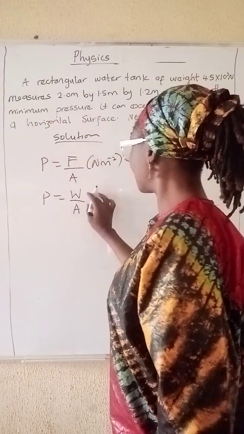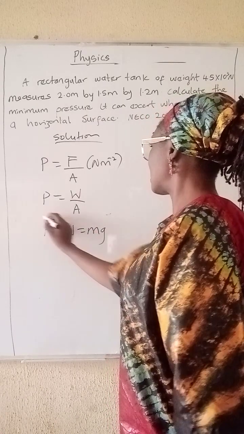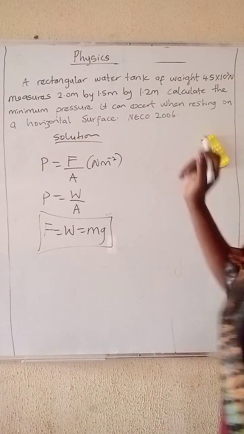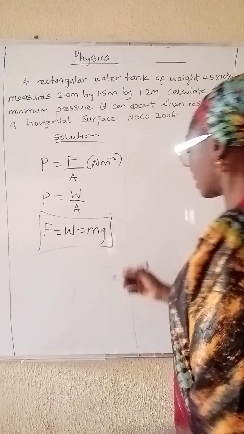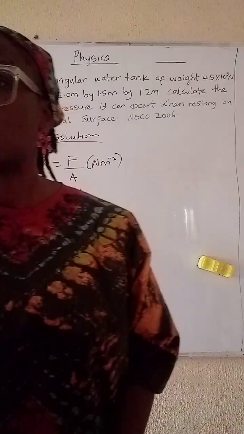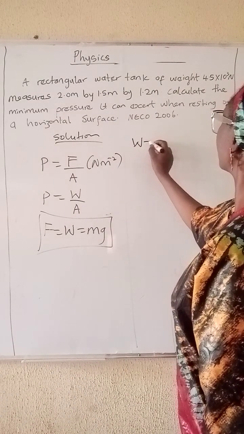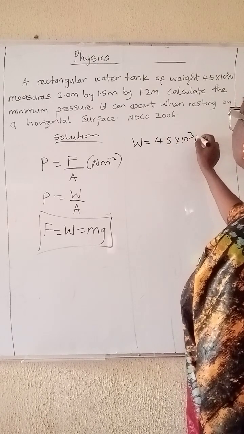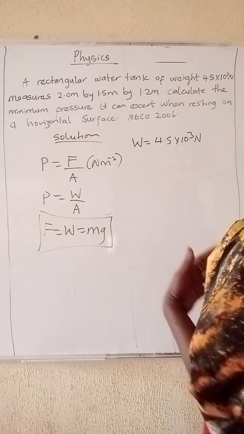Now, how this came about, we know that F is equal to W, and this is equal to mg. So let's go back to the question. A rectangular water tank of weight. So we are given the weight from the question. The weight is given as 4.5 times 10 raised to the power 3 Newton. Now, calculate the minimum pressure it can exert when resting on a horizontal surface.